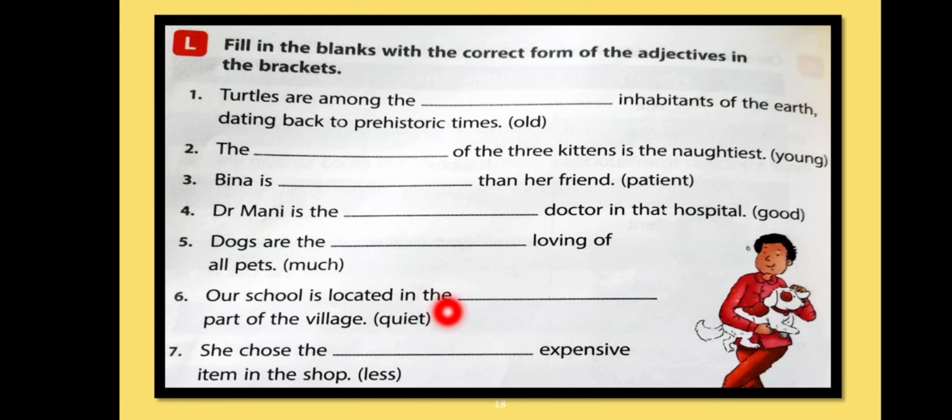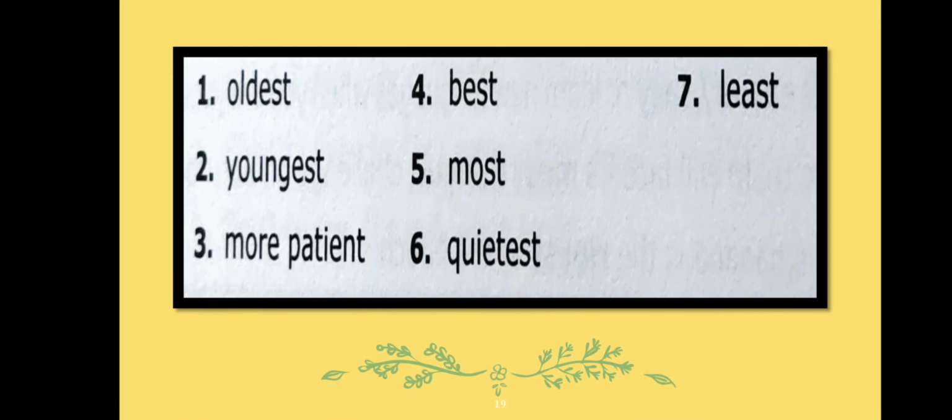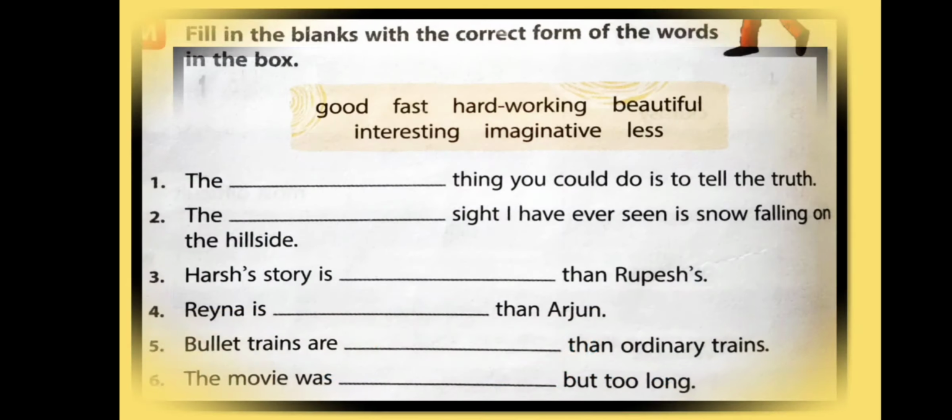Our school is located in the dash part of the village. In bracket, quiet. Say the word quiet. It is a monosyllabic word, only one syllable. So we can easily write. You just have to add est. The is a keyword for making superlative degree. So the quietest. Add est to the word. It will be the quietest. These are the answers. You can write down the answers.